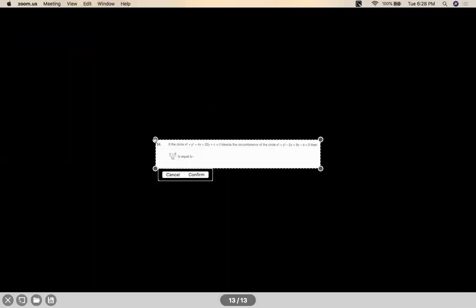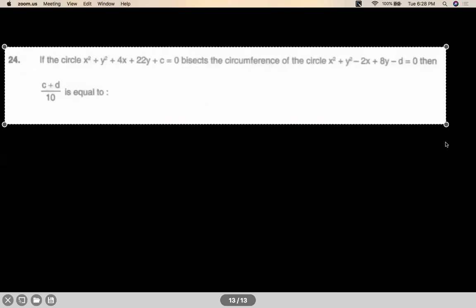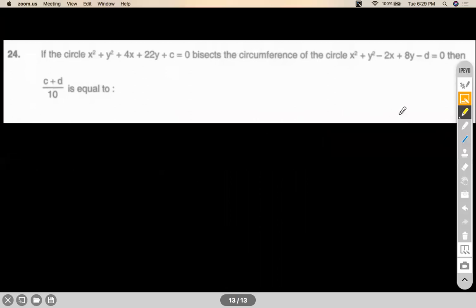Let's take some integer type questions also. If this circle bisects the circumference of this circle, then what is c plus d by 10? 2 minutes for this, not more than that.